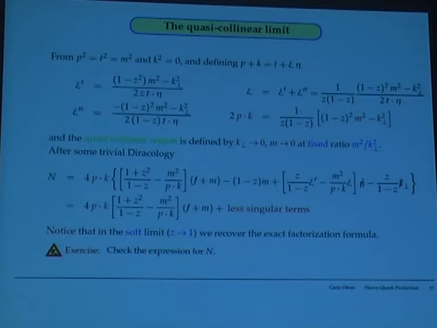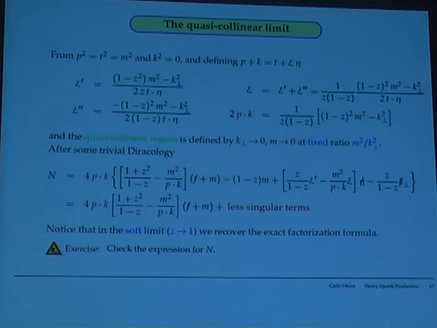So I'm keeping only the most singular term, and if I do that, this is the expression that I derive. Again, think about putting m equal to 0, you have 1 plus z squared over 1 minus z. I told you before about 1 plus x squared over 1 minus x. This expression appears many, many times.